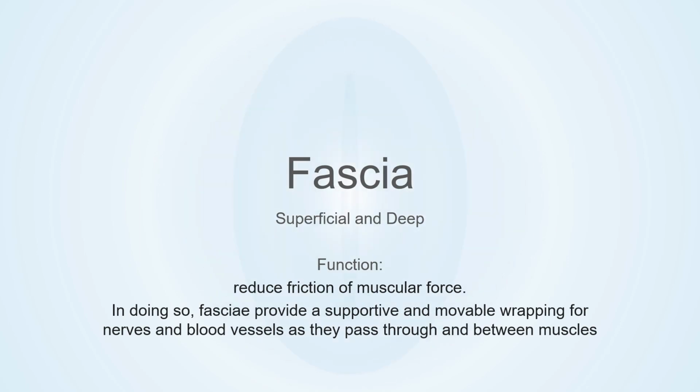The fascia, the plastic bag of the body. Why? Because it functions to keep the body structures in place and separates one structure from the next. The fascia of the body can be divided into two types, the superficial and the deep fascia. They lie in between the skin and the underlying muscles and bones. An important function of the muscle fascia is to reduce friction of muscular force. In doing so, fascia provides a supportive and movable wrapping for nerves and blood vessels as they pass through and between the muscles. See, plastic.